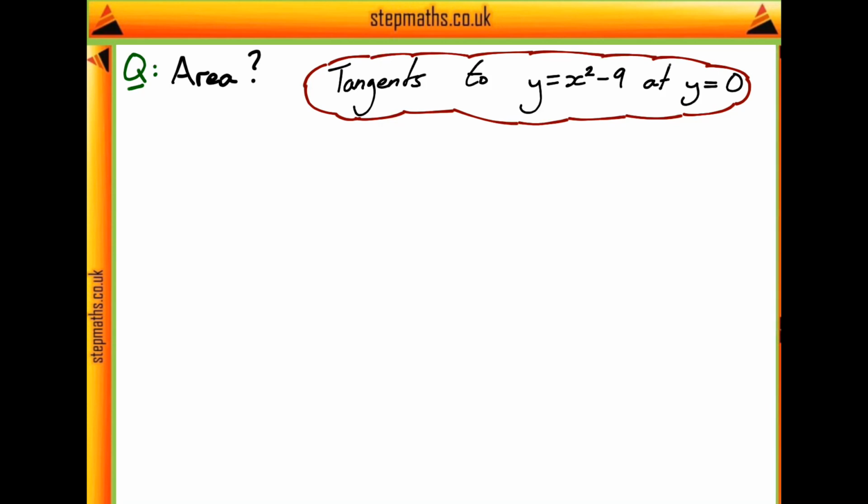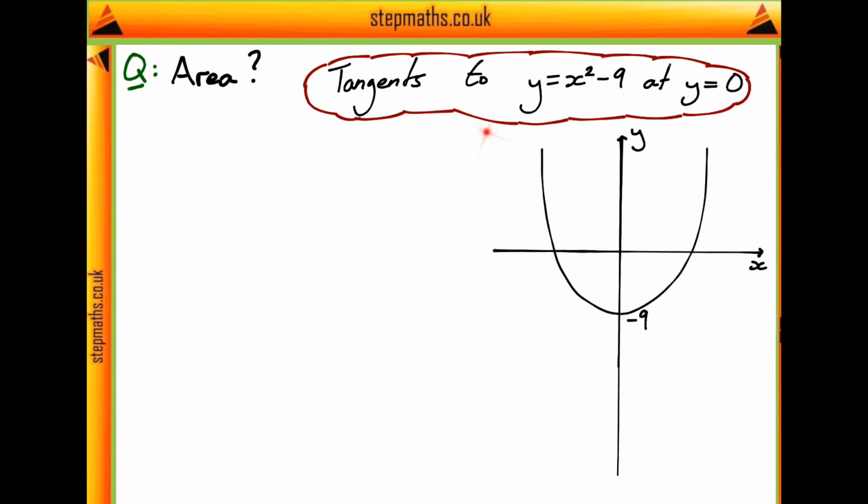To go about answering this question, we should think about what our area actually looks like and where it is on our diagram, on our graph. The first thing we have to do is draw our graph. We can begin by drawing our curve of y equals x squared minus 9. On a diagram, it's going to look a bit like this. And then we have to add our tangents.